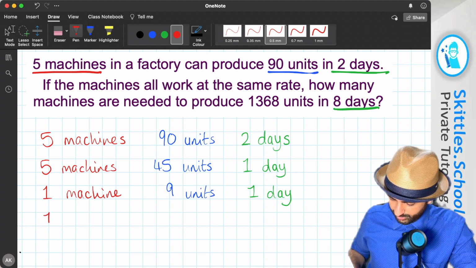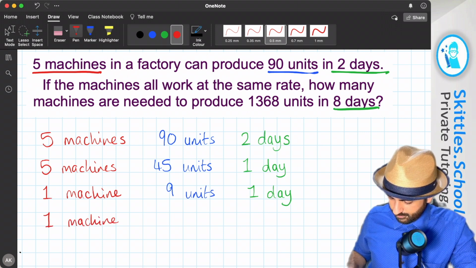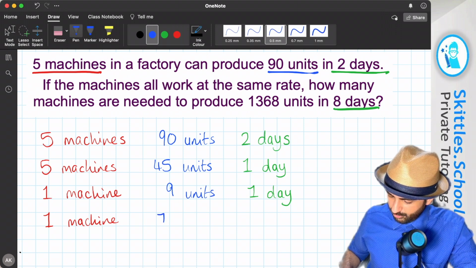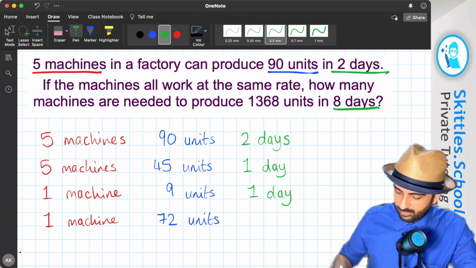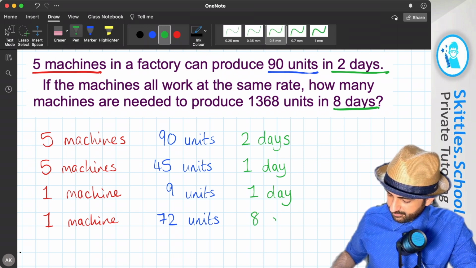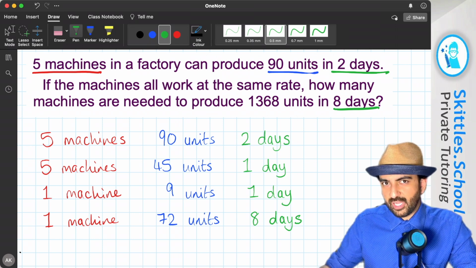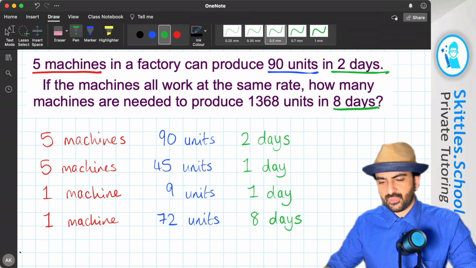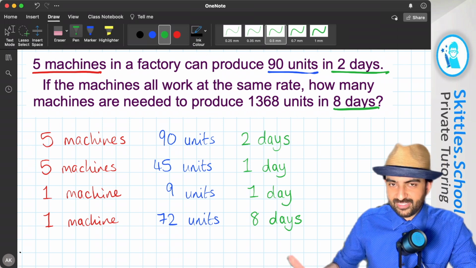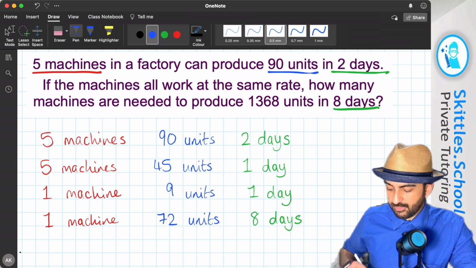So the same one machine must make 72 units in 8 days. And all these statements are logically sound. So, in 8 days, one machine can make 72.